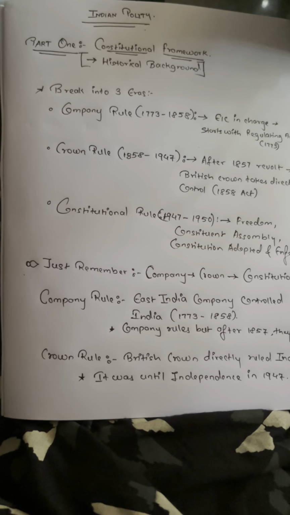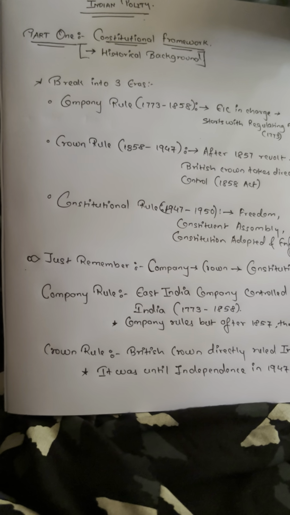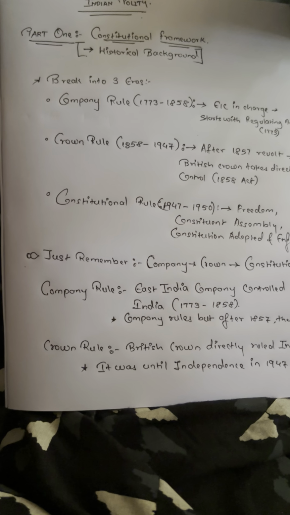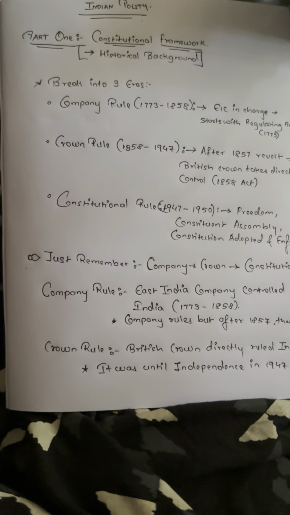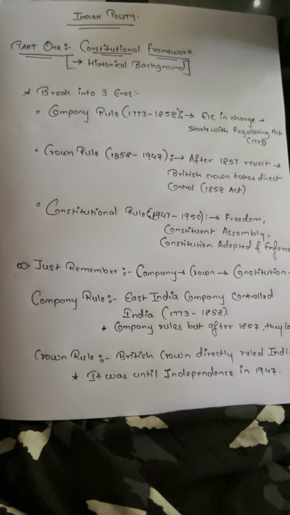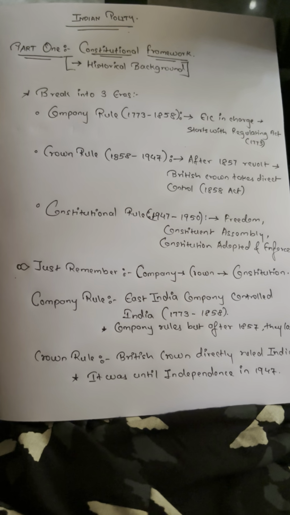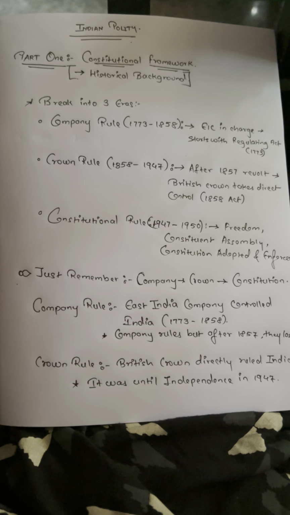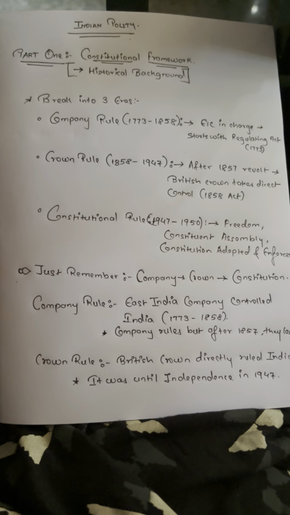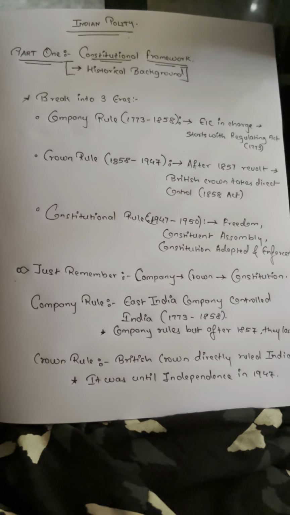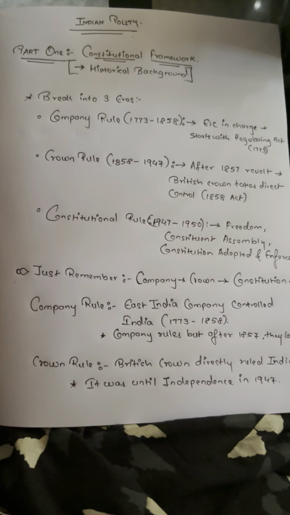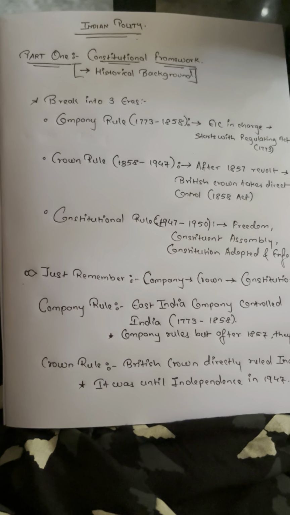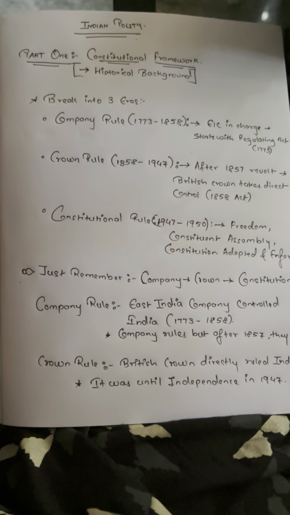There were certain events in the British rule that laid down the legal framework for the organization and the functioning of the government and administration in British India. These events have greatly influenced our constitution and polity. They are explained here in a chronological order under two major headings: the company rule and the crown rule. So let's understand what is the company rule and the crown rule.